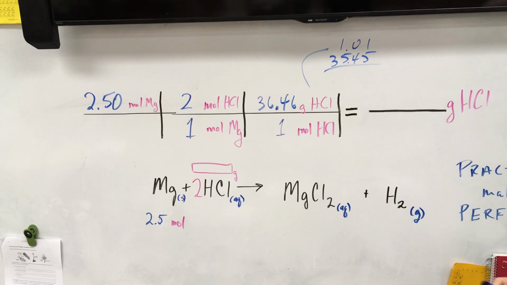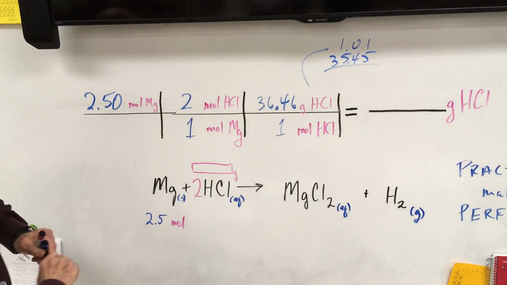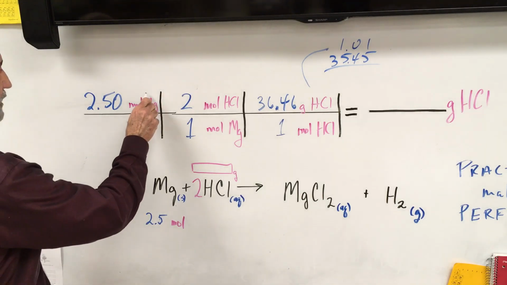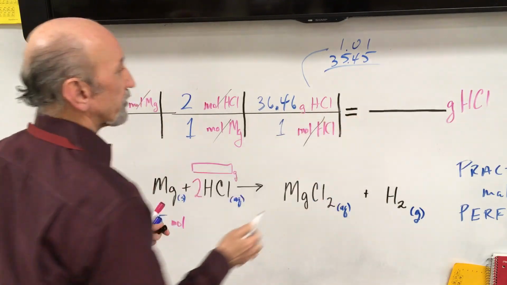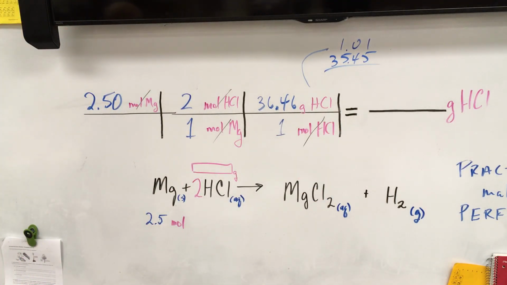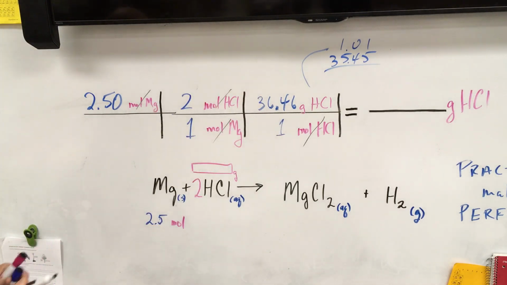Now, if you want to make life easy, go ahead just to be sure you're right. Does everything cancel the way it should? Okay, moles of magnesium are gone. Moles of hydrochloric acid. We're left with grams. That's what we want. Can we cancel any numbers out? Well, we have ones on the bottom, so we really don't need to cancel them because we're not going to do anything with them. So we're left with 2.5 times 2 times 36.46. That would be 5 times 36.46.